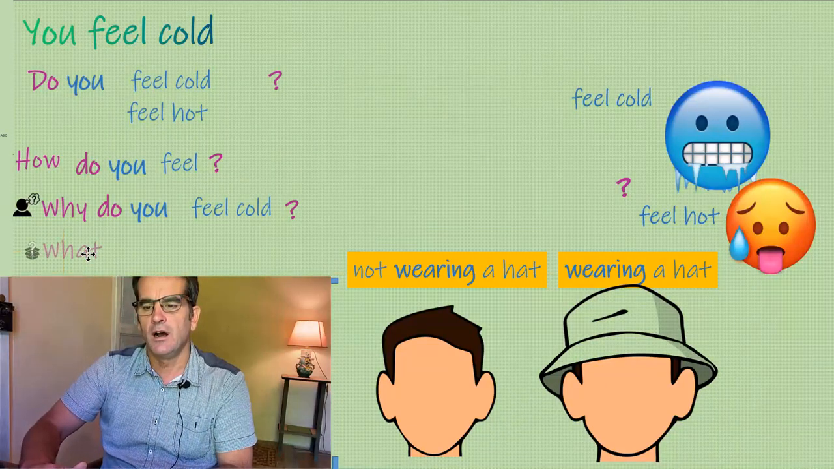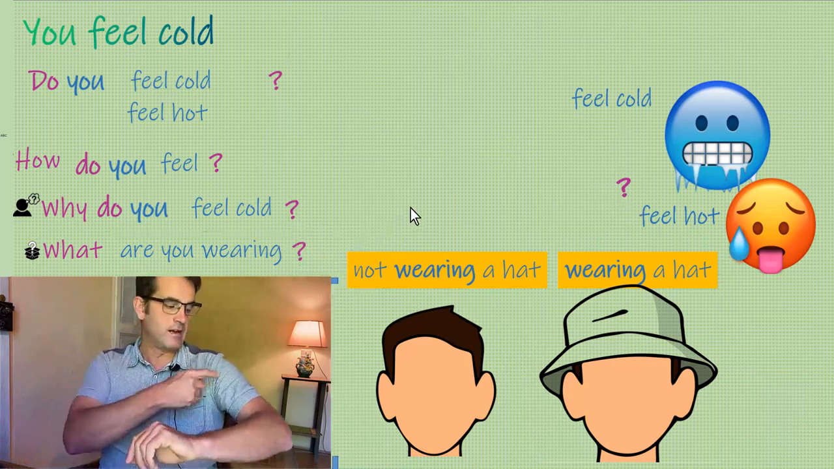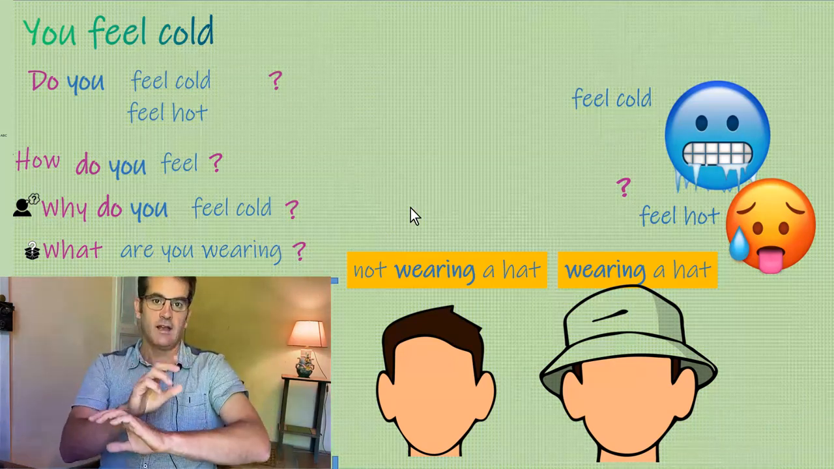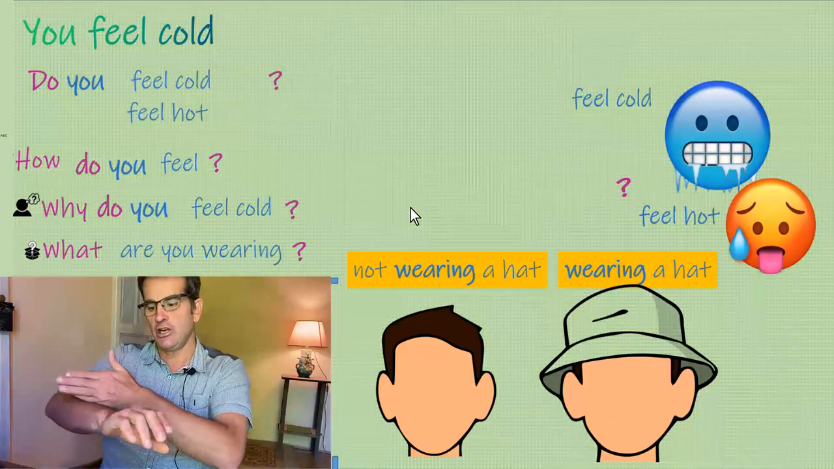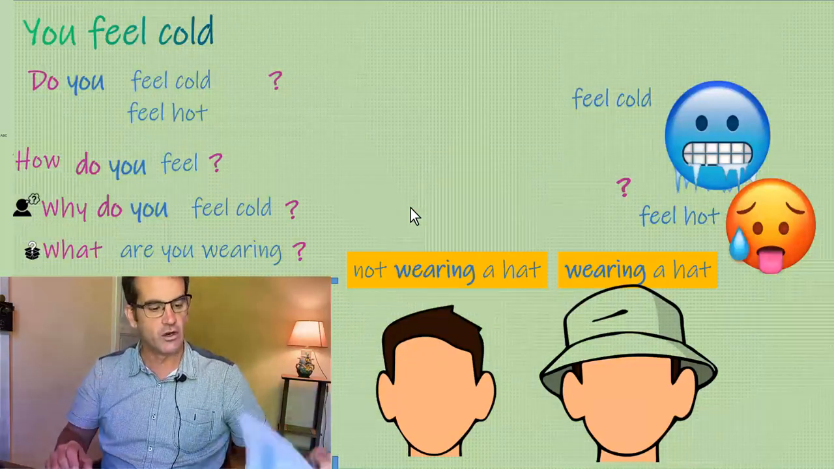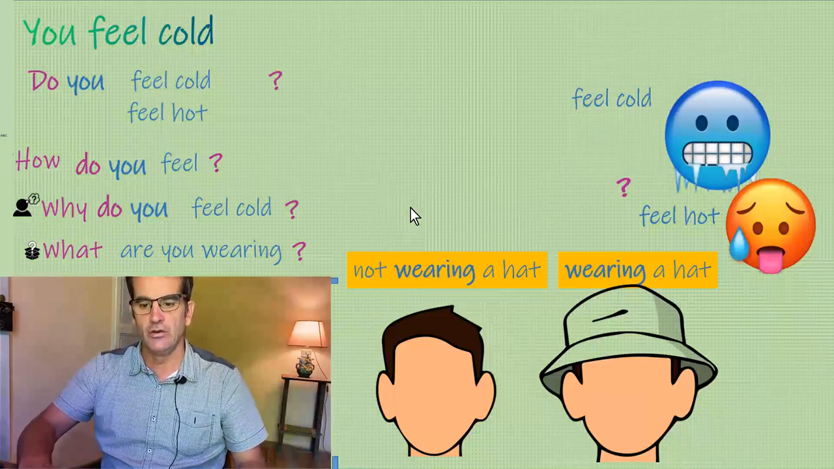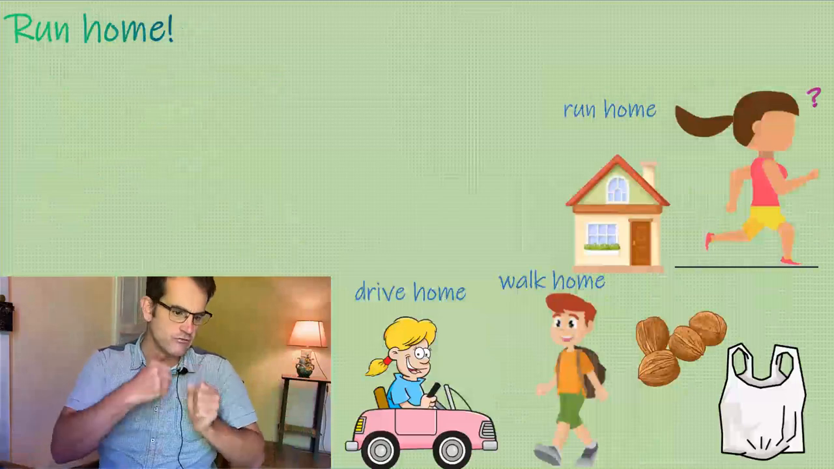What are you wearing? Well, you are wearing a t-shirt, okay, and a pair of shorts. So you feel cold. You are not wearing a shirt, you're wearing a t-shirt and a pair of shorts. So you are cold today. And you run home. Okay, you run home.